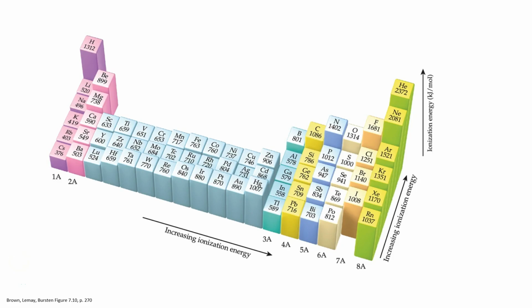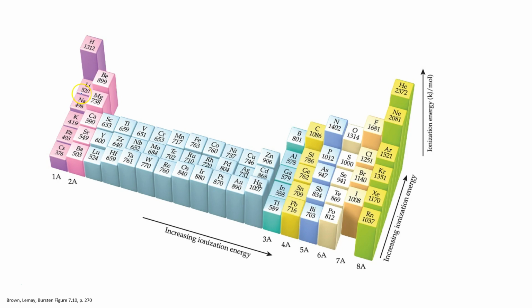Everyone. In this video, we're going to talk about some of the exceptions that we see for these trends in ionization energy. So we're looking at a figure from your book. You can see that as we go across a row of the periodic table, ionization energy increases, and as we go down the group, ionization energy decreases.